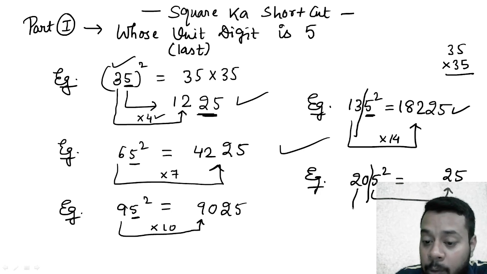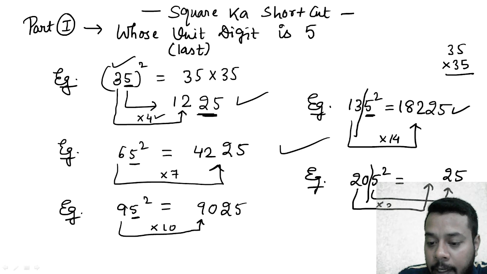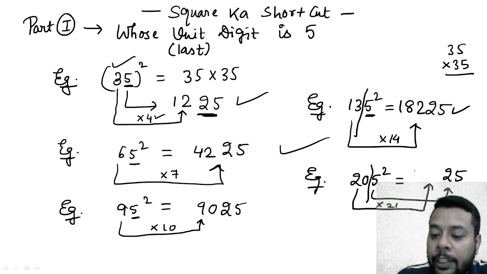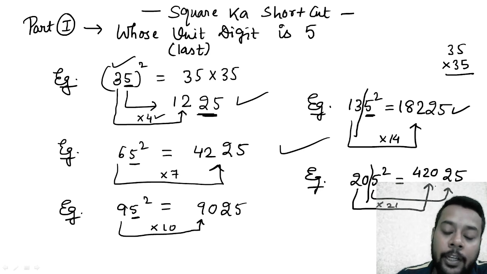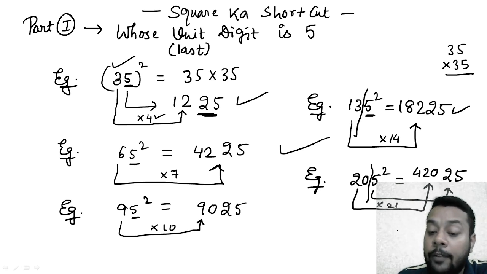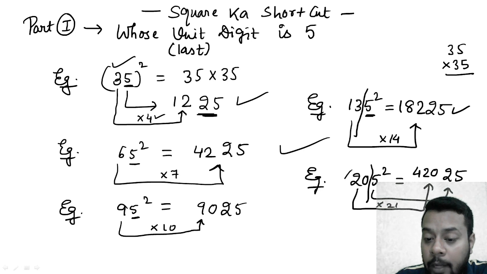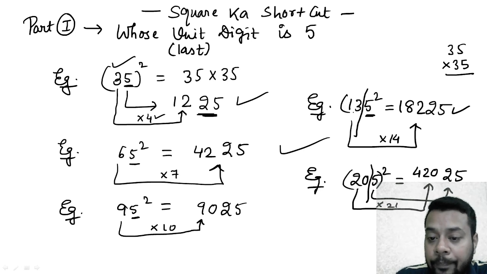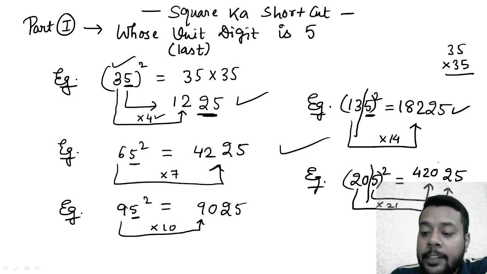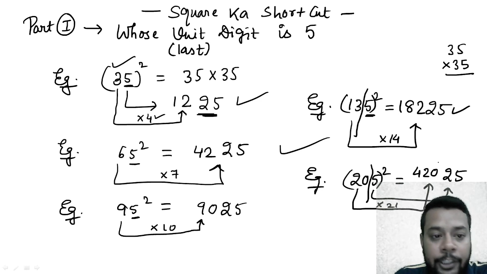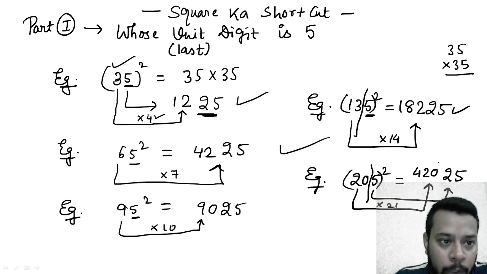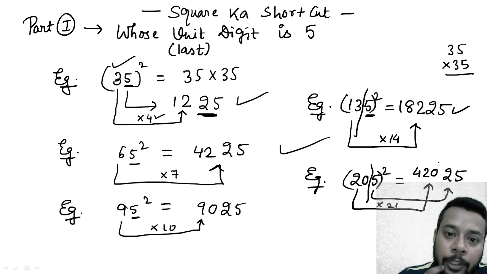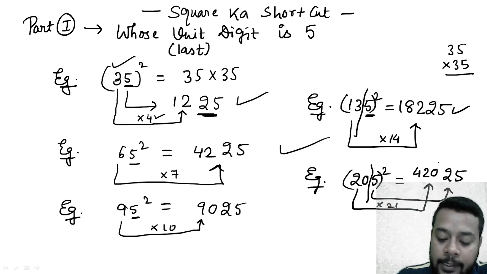And this 20 has to be multiplied with its next number 21. So everyone knows 20 into 21 is what? 420. So this is how you can get the square value of 205, that is 42025. So this is what we learnt in part 1, where the condition was that the unit digit is 5. Let's learn the second part.